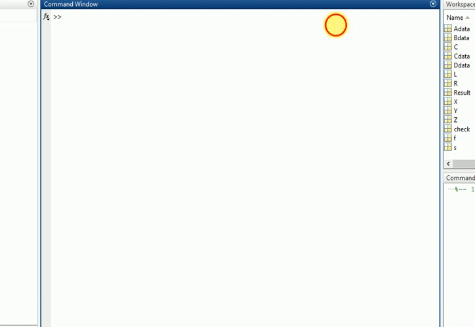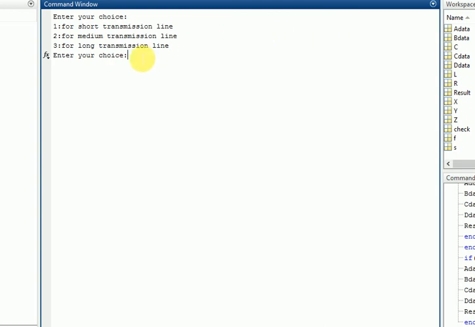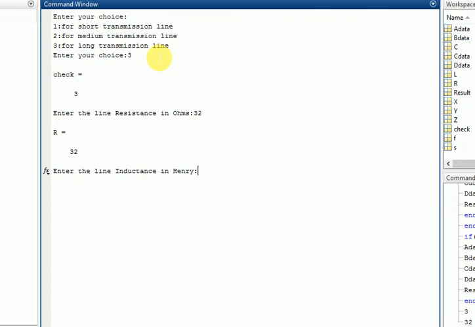So I am pasting the program over here, and again it is asking to enter your choice. So I am putting the 3 over here. So now I have entered for the solution for the long transmission system. Now again it is asking for the resistance, so I am filling the value of the resistance over here. You can take any value of R, L, C, and manually you can solve by the equation of the ABCD parameter of the respective transmission system that we have already discussed in the theory section. So you can use those equations to solve it manually.